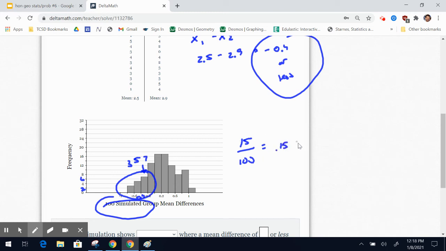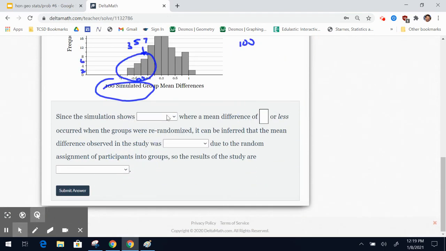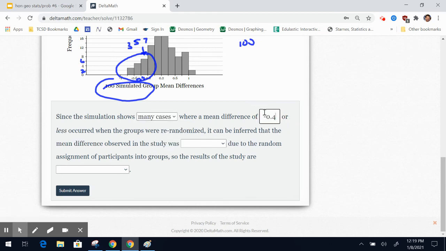That is a proportion of 0.15, which is greater than 0.05. Therefore, this can happen too often by chance to be significant. There is no difference if we randomly assign these numbers. There's no difference between the groups. Okay, so we'll come down here. So it says, since simulations show many cases where a mean difference of negative 0.4 or less occurred when we randomized, it can be inferred that the mean difference observed was very possibly due to the random assignment of groups. So again, it's not because it's significant, it's how the groups were randomized, right? So the results are inconclusive.